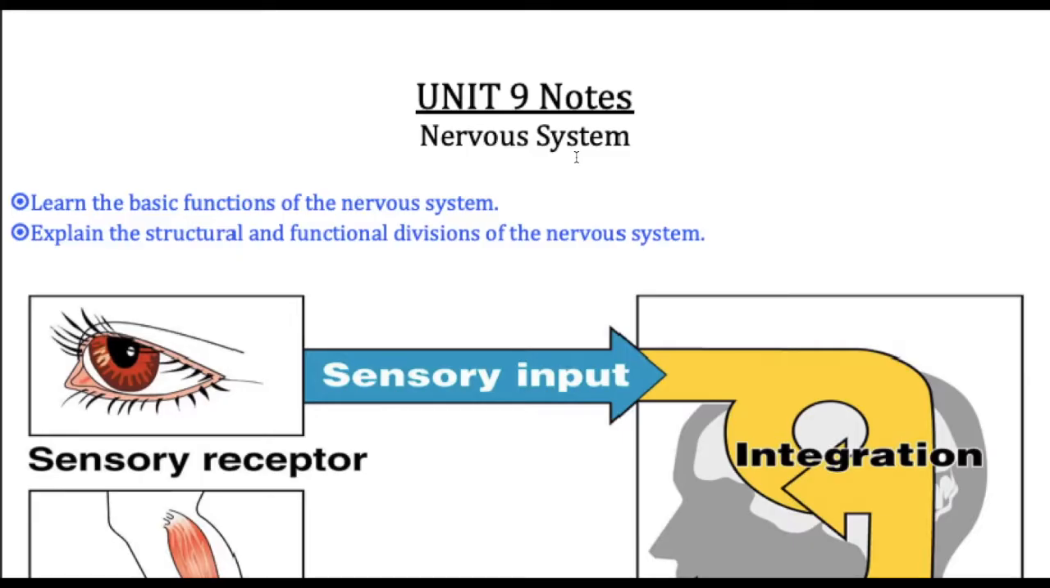Today we're going to talk about Unit 9, or the nervous system. We're going to have a couple of objectives here. We're going to learn the basic function of the nervous system, and we're also going to explain the structural and functional divisions within the nervous system to start.